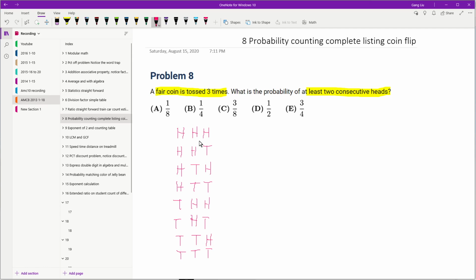So at least 2 consecutive heads, this one satisfies the condition, and this one, and then we have 3 results that satisfy. We have a total of 8 results. So the first column just rotates, then we repeat on the second column, and then the last column just flip-flops through. And so that's going to be 3/8. C.